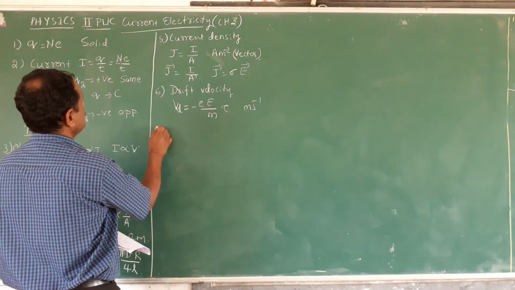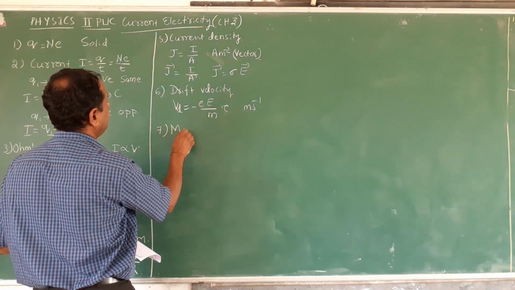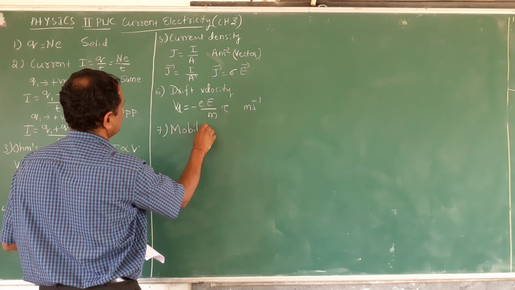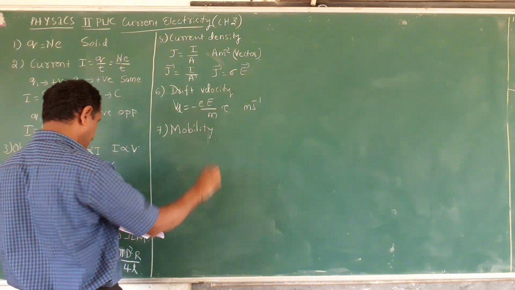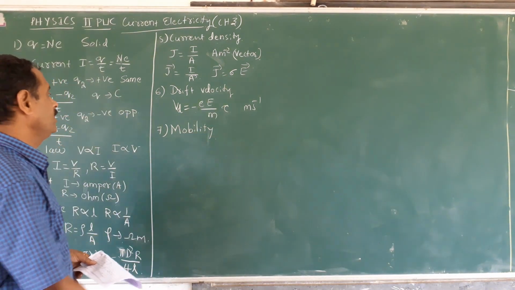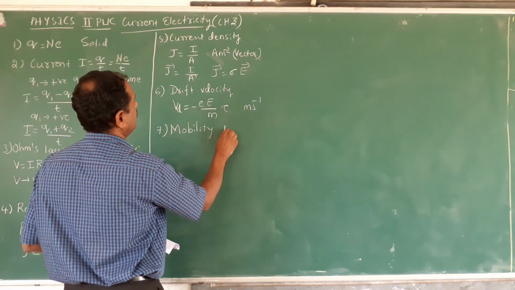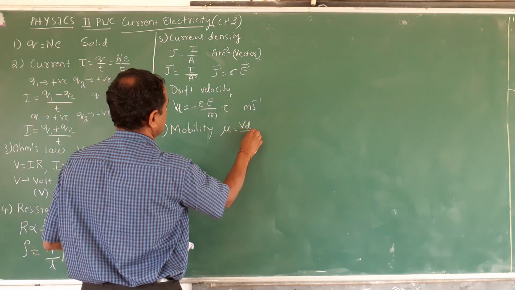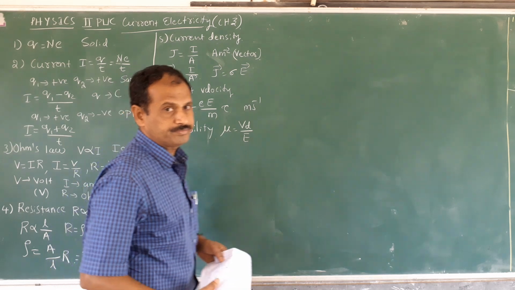Okay. Now this is the seventh one, the mobility. Mobility of the charge carriers. Now here, mobility of the electrons you have to take. The mobility is defined as drift velocity per unit electric field.